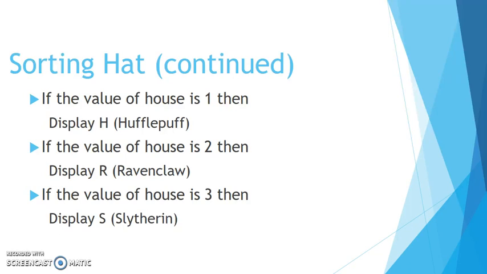If it's 1, then we'll display H for Hufflepuff. If it's 2, then we'll display R for Ravenclaw. And if it's 3, then we'll display S for Slytherin. So we'll go into makecode.com now and create this project.